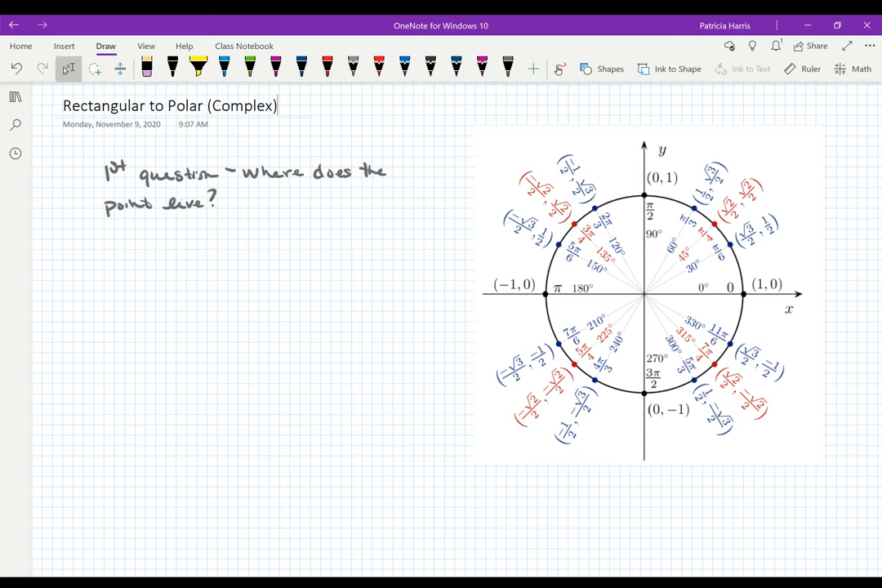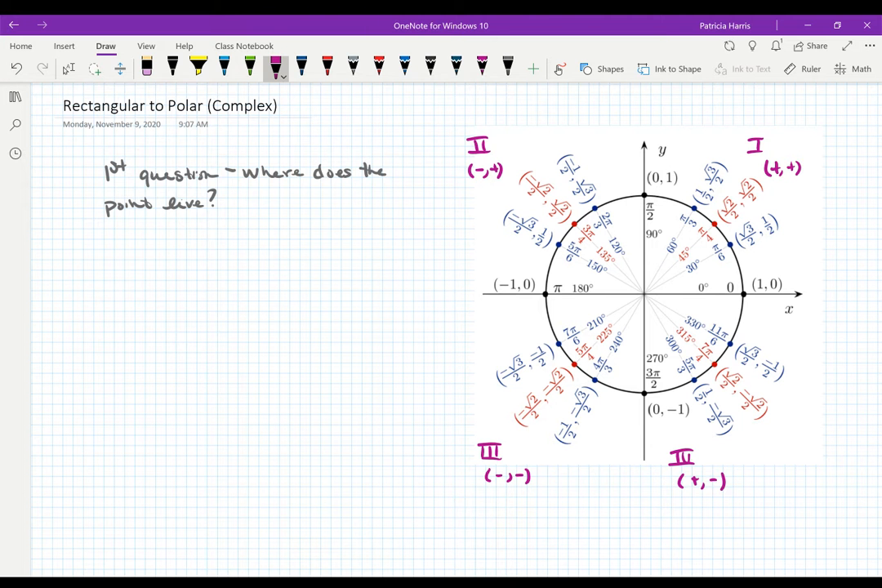Hi guys, today we're going to be going over converting from a complex rectangular point to a complex polar point. Something that you must always keep track of is where your point lives. You want to know what quadrant your point lies in. If you recall, the first quadrant has coordinates of positive, positive. The second quadrant has coordinates that are negative, positive. The third quadrant has coordinates that are negative, negative. And the fourth quadrant in the rectangular coordinate system is positive, negative.